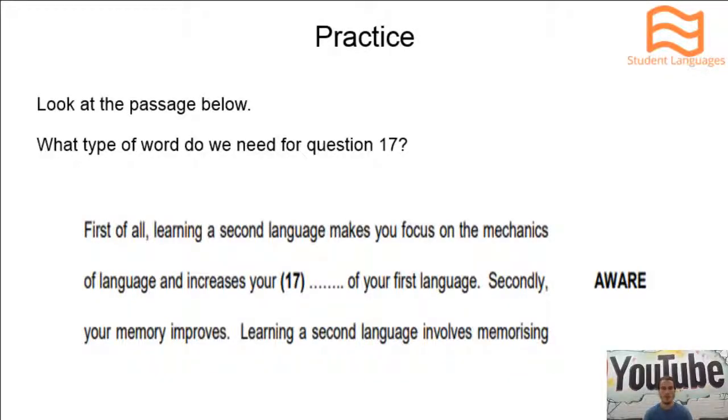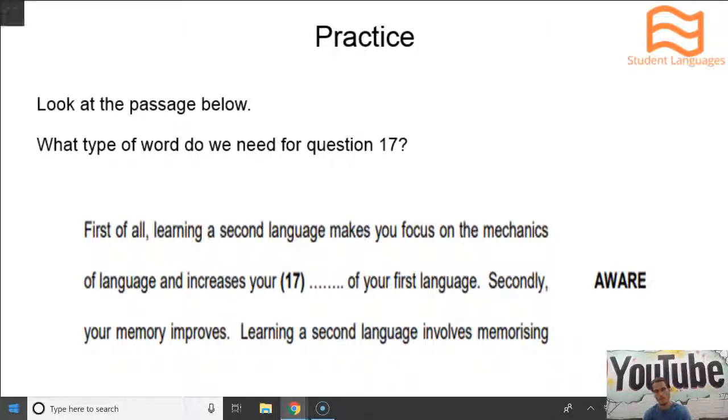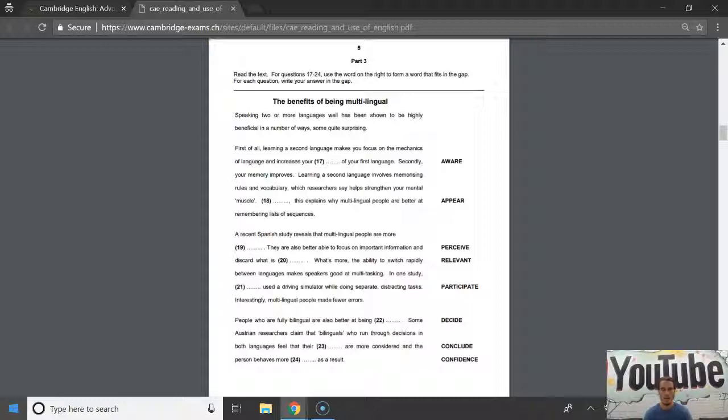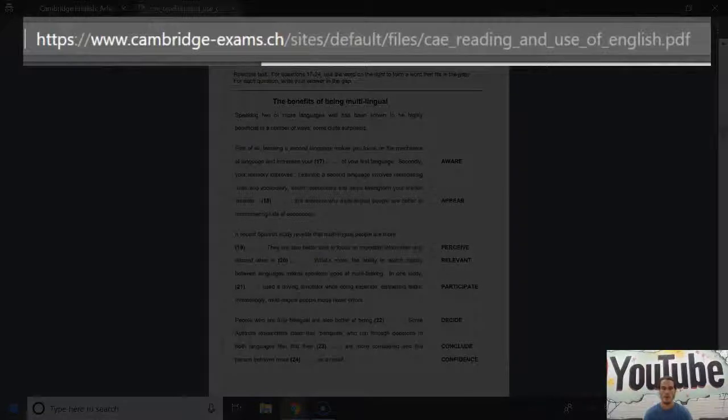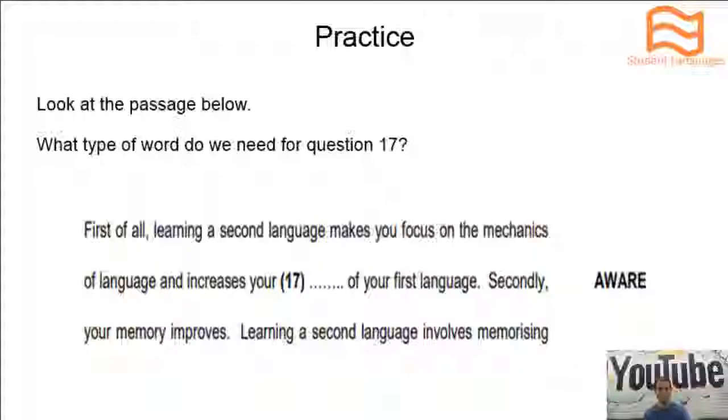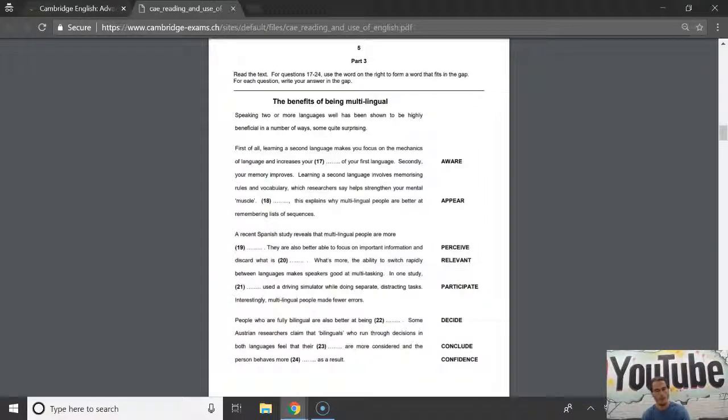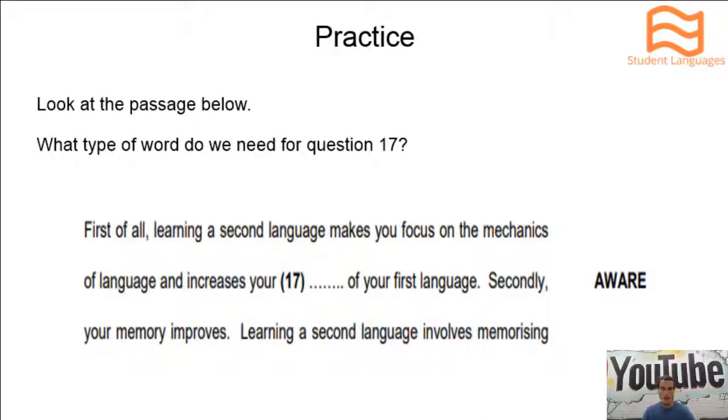Okay, so let's practice this now. What I'd like you to do is to look at the passage below, which has again come from this page 5, part 3, from this web address. But I've copied it over here. It might be easier for you to read it here, or it might be easier for you to read it in your internet browser. And what I'd like you to do is to think, what type of word do we need for question 17? So follow the tips that I've taught you up until now.